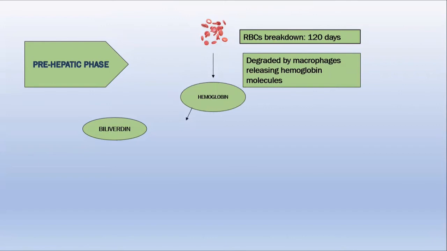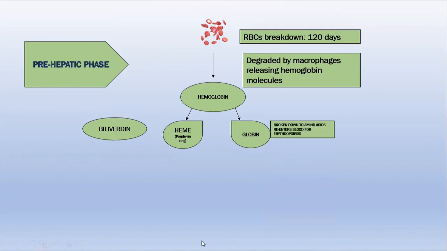So upon degradation of this RBC releasing its hemoglobin molecules, this hemoglobin will be further degraded into heme and globin. So tandaan nyo, after the breakdown of RBC, it will release hemoglobin. Hemoglobin will be further degraded into heme and globin. So globin now is an essential amino acid. So it will re-enter the blood for erythropoiesis or for the formation of red blood cells.